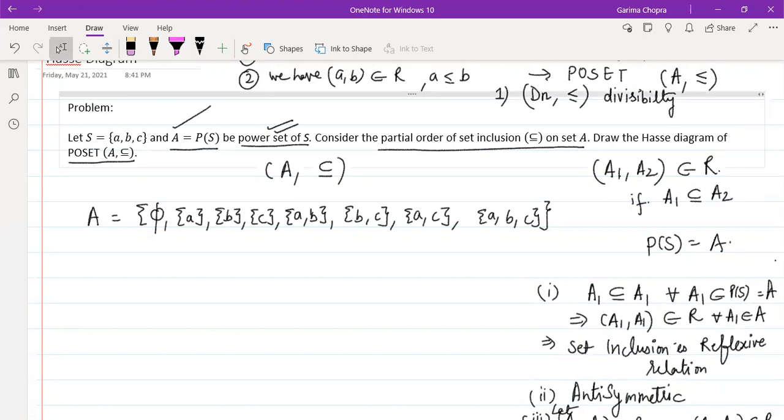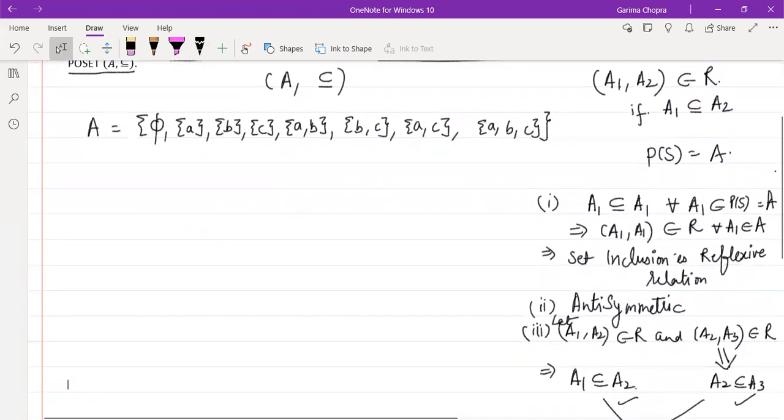Now let us draw its Hasse diagram. Let us consider here the element phi of this set A. Phi is a subset of singleton set {A}. Phi is a subset of singleton set {B}. Phi is a subset of singleton set {C}. So phi is related to singleton sets {A}, {B}, {C}. It means phi and singleton set {A} are comparable. Phi and singleton set {B} are also comparable. Phi and singleton set {C} are also comparable.